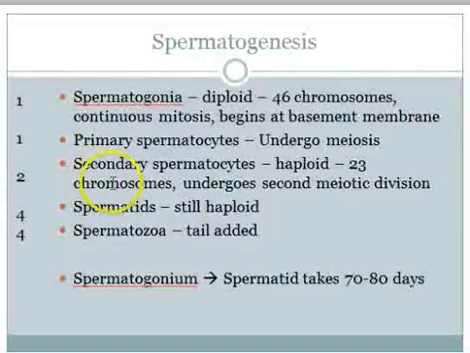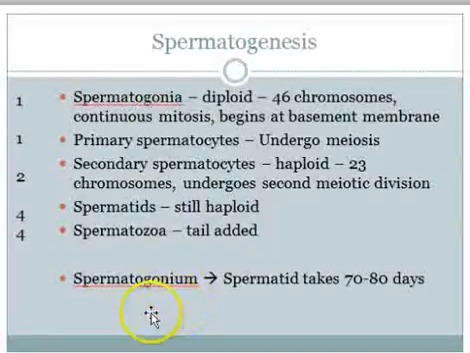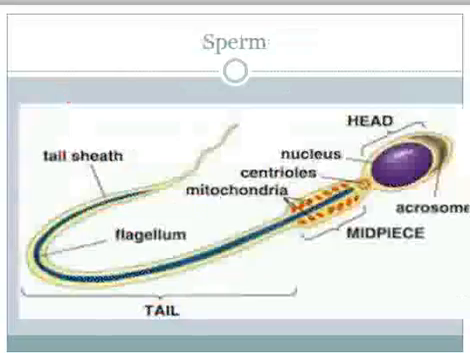And then that's going to undergo the second meiotic division, which will produce 4 spermatids, still haploid, and then those are going to become spermatozoa, or that mature sperm. And the only difference there to get from a spermatid to a spermatozoa is adding the tail, essentially. So again, that whole process takes 70 to 80 days.